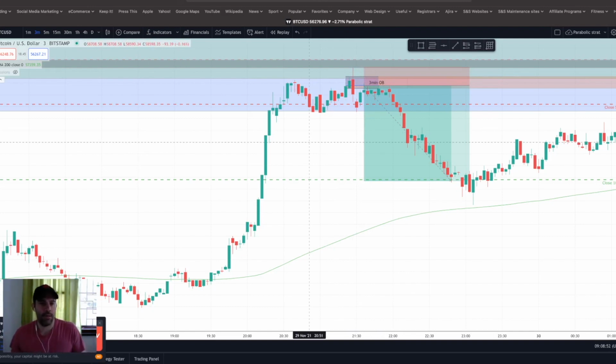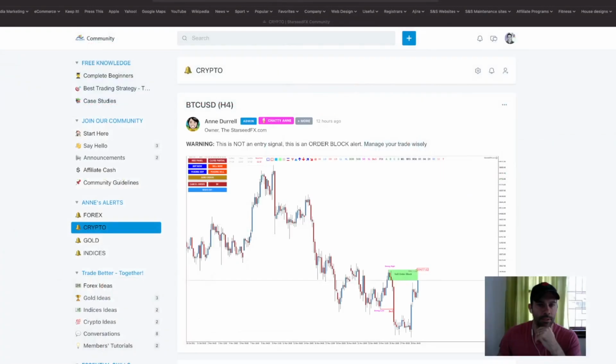Anyway, guys, that right there was a pretty cool little trade off of this alert. So if you guys are interested in joining up with Starseed and Anne's alert, this is how I trade. I can mark up my own OBs if I wanted to, but I just don't have the time. So for me, this works really well. I get an alert from Anne, I mark up my chart, and I just wait for the perfect time for me to trade. This is my strategy, and it's going well.